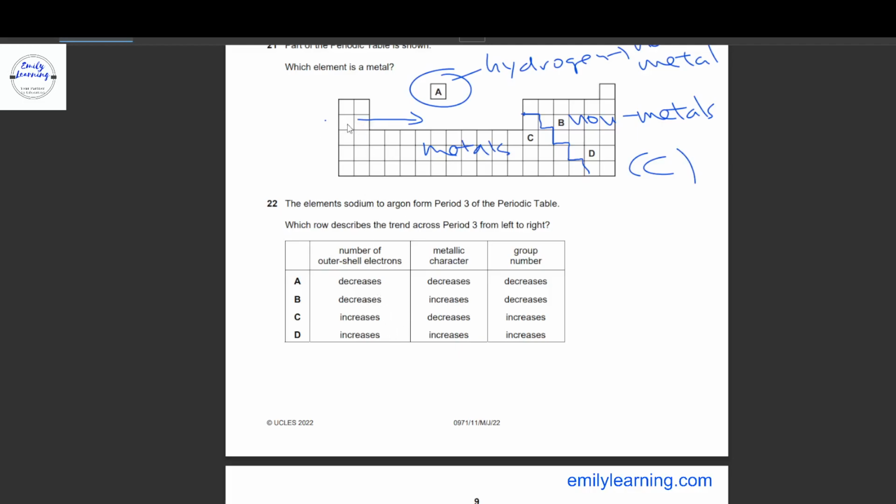So if you are in group 1, you have 1 valence electron or 1 electron in the outer shell. Group 2, you have 2 electrons in the outer shell. Group 3, you have 3 electrons in the outer shell. Group 4, you have 4 electrons in the outer shell, and so on. So the number of outer shell electrons will increase from left to right. So it's either C or D now. Metallic character will decrease because here is metal, here is non-metal. So it decreased. Then the group number will increase. So the answer for 22 is basically C.